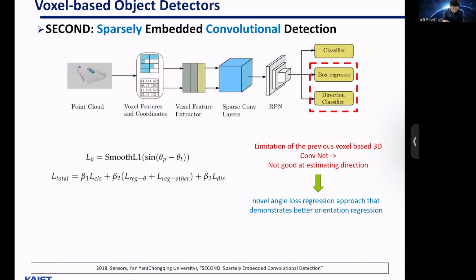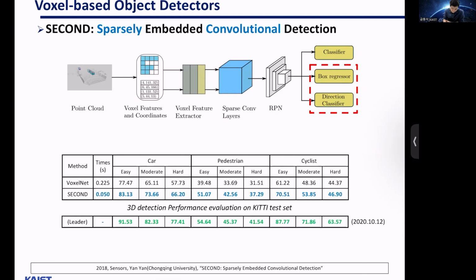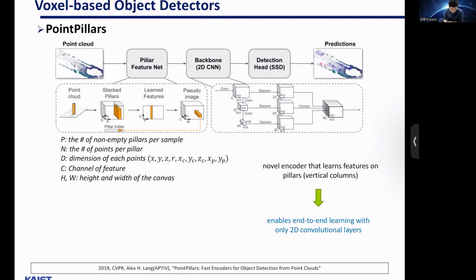And then also introduced additional laws for the angle orientation regression. And this shows how much second improved the speed from 0.225 to 0.05 second. Okay, and the performance also improved significantly.